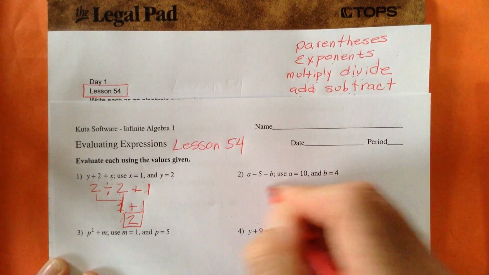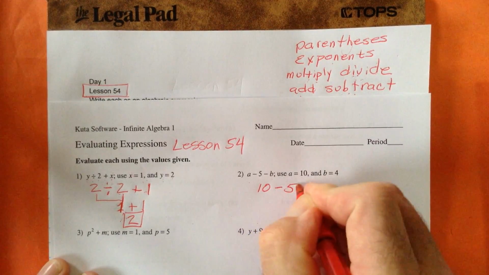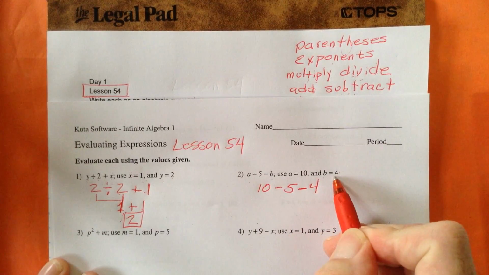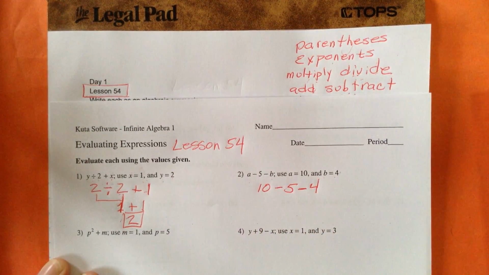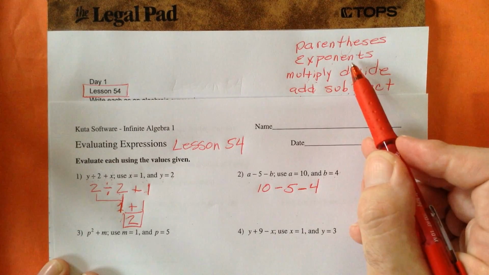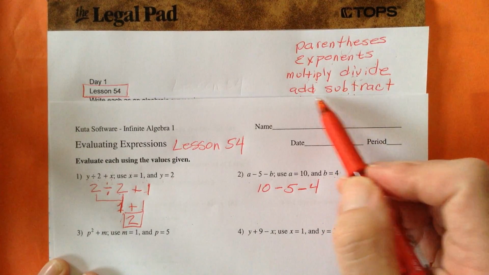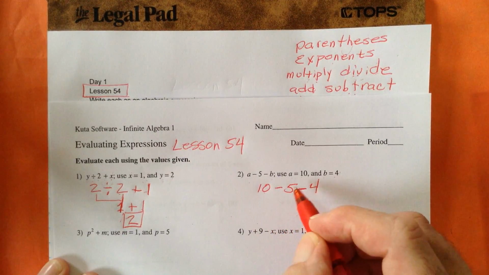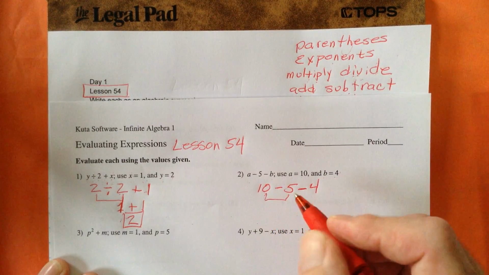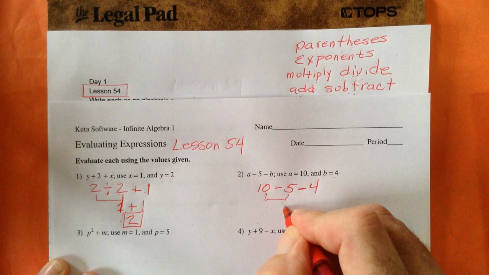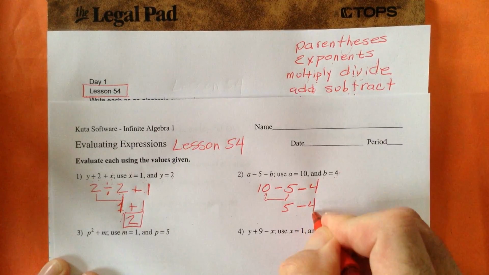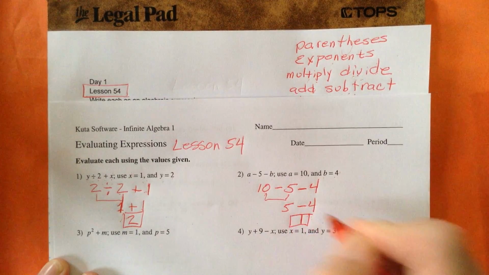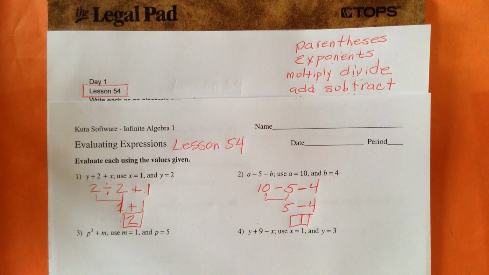Well, let's do that. I'm going to make a 10, so 10 minus 5 minus b, which is 4. I replace the letter with what the number equals. Now I can do this. No parentheses, no exponents, no multiplying and dividing, just subtraction straight across. So I do 10 minus 5 first, which is 5, minus 4, so 5 minus 4 would be 1. So the answer would be 1. Let's try number 3.